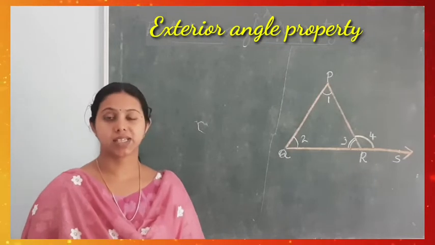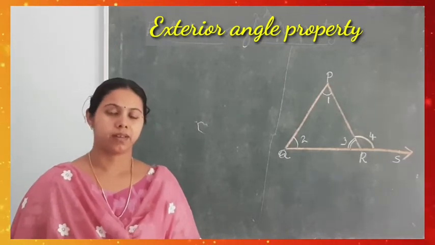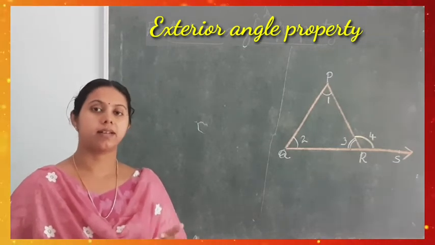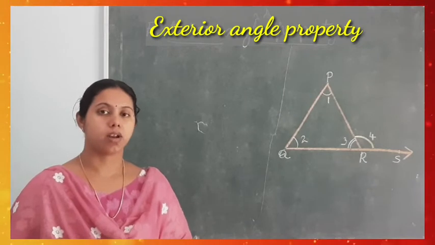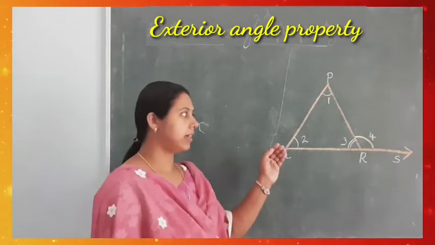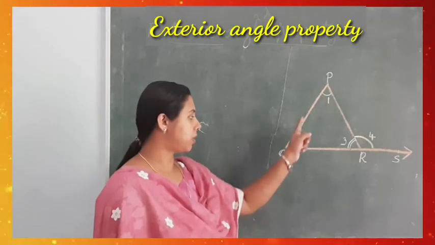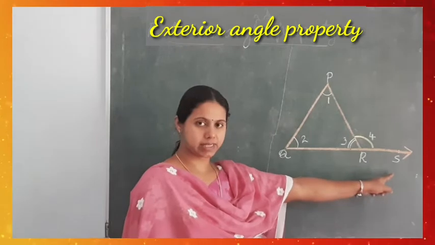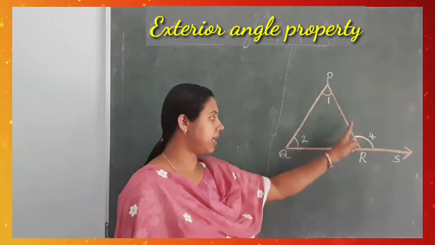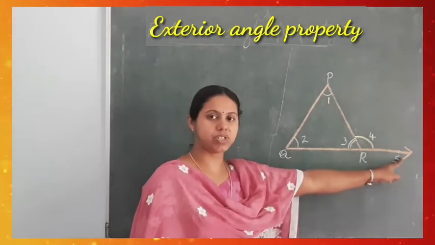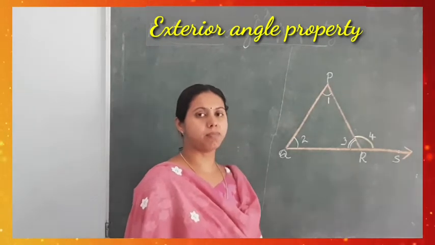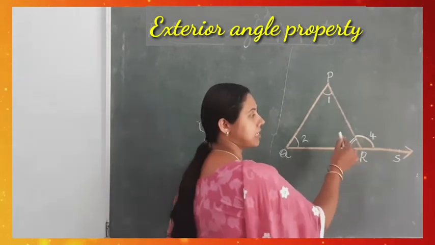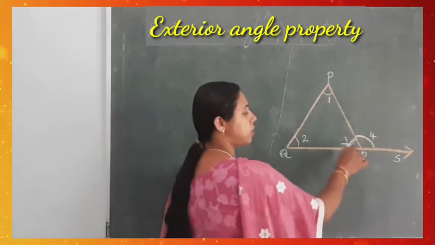The next one is the exterior angle property. In earlier classes, we have studied the exterior angle of a triangle. In this figure, PQR is a triangle and the side QR is produced to the point S. So, angle PRS is an exterior angle of triangle PQR. That means this angle 4 is an exterior angle of this triangle PQR.